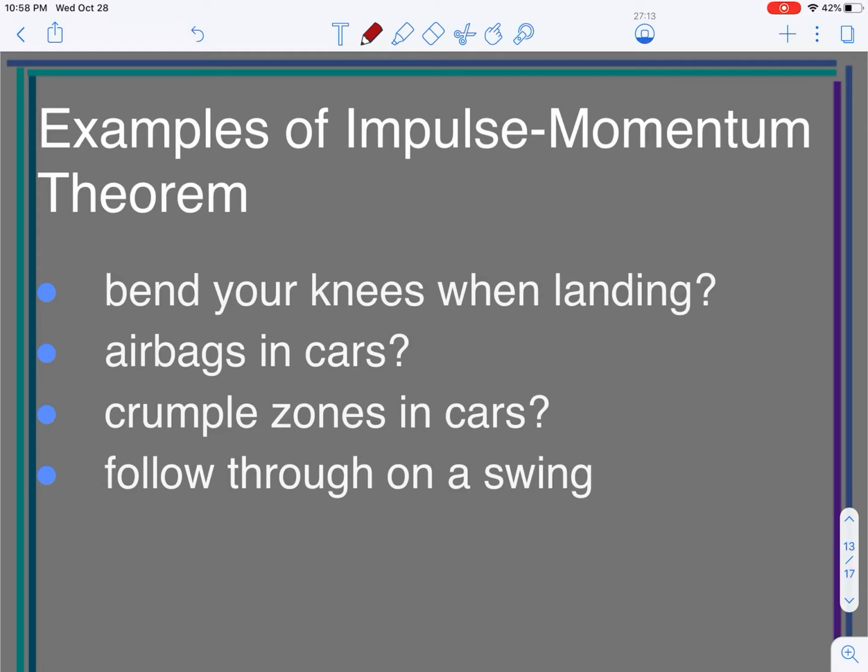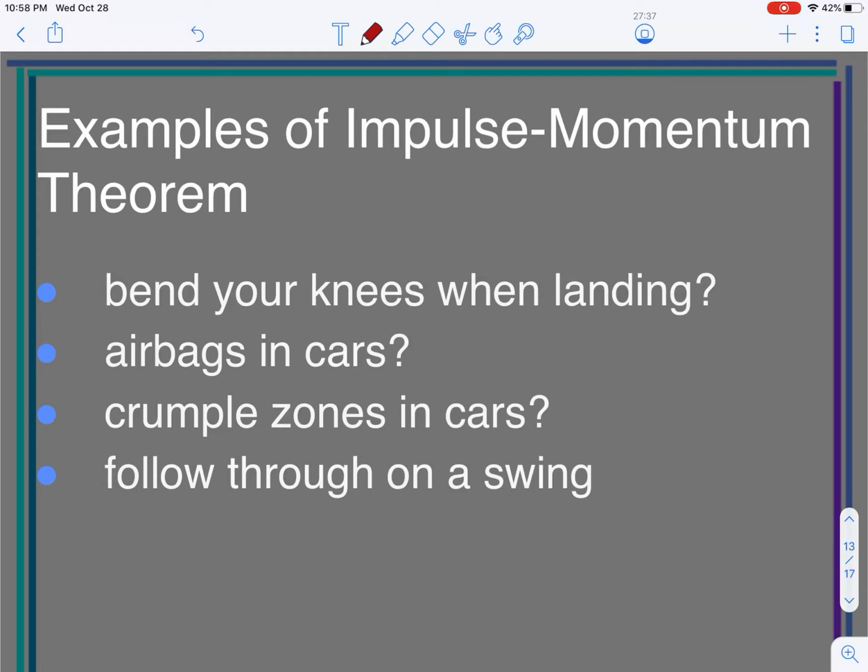Now we have learned that if we create vehicles that are designed to crush or crumble in the front, it actually increases the amount of time that it takes to bring the car to a stop. So what that does is it causes a lot of damage to the front of the car, but it lessens the force that's actually being exerted on the vehicle.